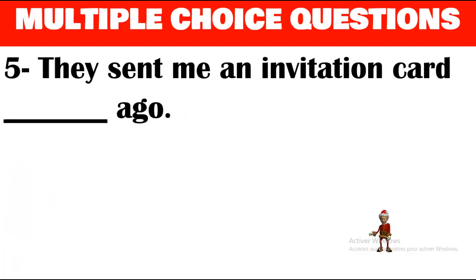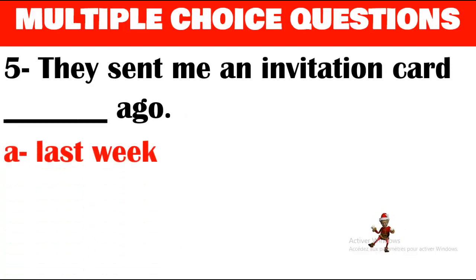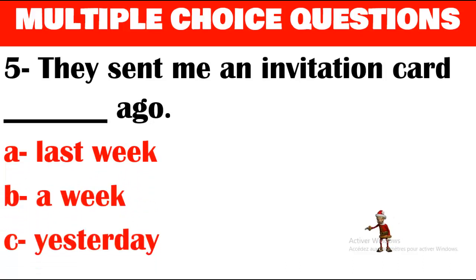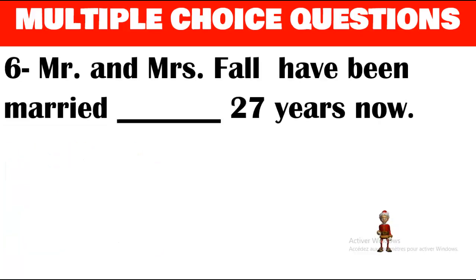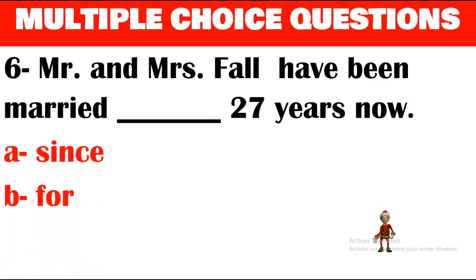Number 5, they sent me an invitation card last week, a week, or yesterday ago. Which one is the best? Good. The best one is a week ago. Number 6, Mr. and Mrs. Fall have been married, is it since, for, or ago, 27 years now? The right answer is "for" 27 years now. It is the duration. I'm sorry.